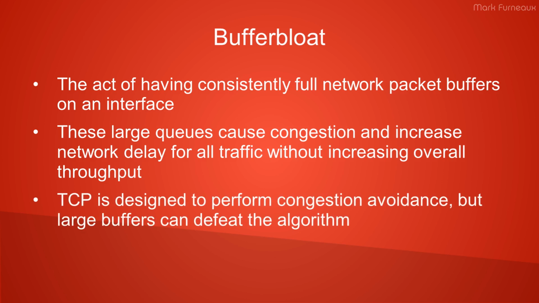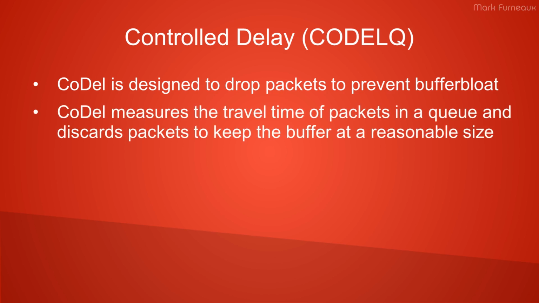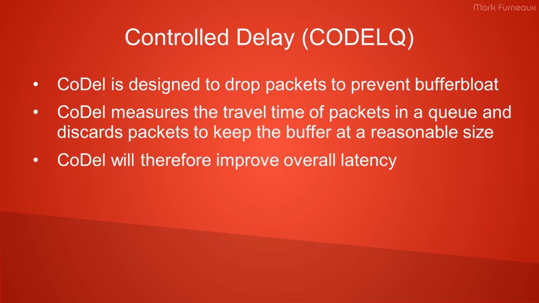Now TCP, the Transmission Control Protocol, has some simple congestion avoidance built into the algorithm, but large buffers can defeat the algorithm and it ends up making things just much worse. And so what CODEL does is it's designed to drop packets in those queues to prevent buffer bloat from happening. And it works by measuring the travel time of packets in a queue. And it discards packets to keep it at a reasonable size. So basically, it measures how long it takes for a packet between the time it enters the queue and the time it exits the queue. And if that time is too long, then it starts to discard packets based on some sort of mathematical model. And as a result, by keeping the queue smaller, it will improve the overall latency of the network.